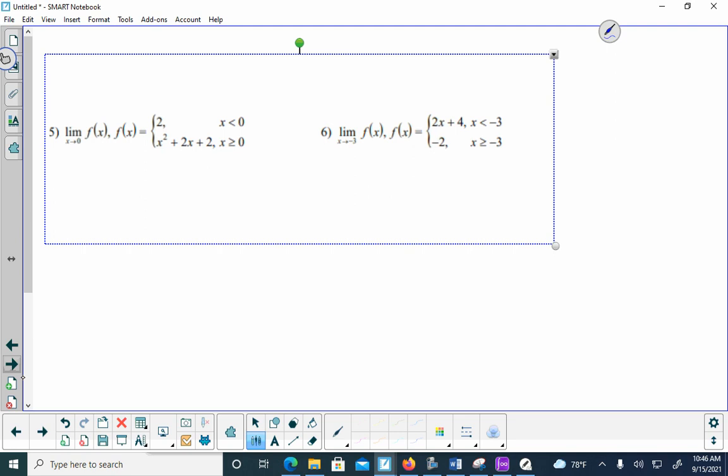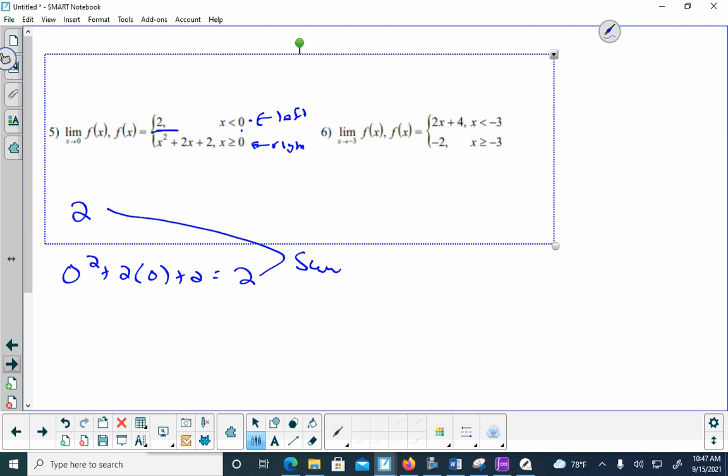Number 5, I am putting in 0. 0 is where I have that break in the graph, so I'm going to put 0 into both. So the first one, since y is equal to 2, it doesn't matter what x is, so the first side will be 2. Next one, when I put in 0, I'm going to have 0 squared plus 2 times 0 plus 2. So this is from the left, this is from the right, and both sides are going to approach 2. Since it is approaching the same number, then my limit as x approaches 0 of f of x is going to be 2. If it approaches two different numbers, it's not going to be the same.